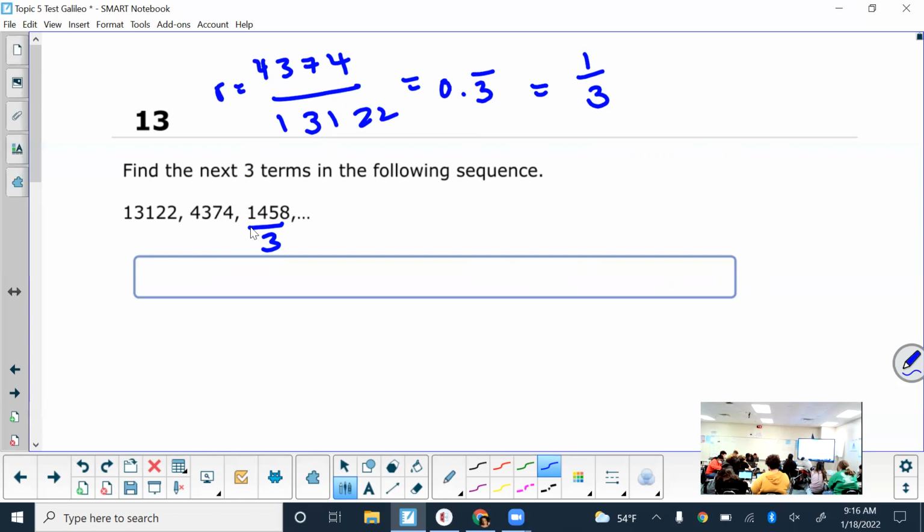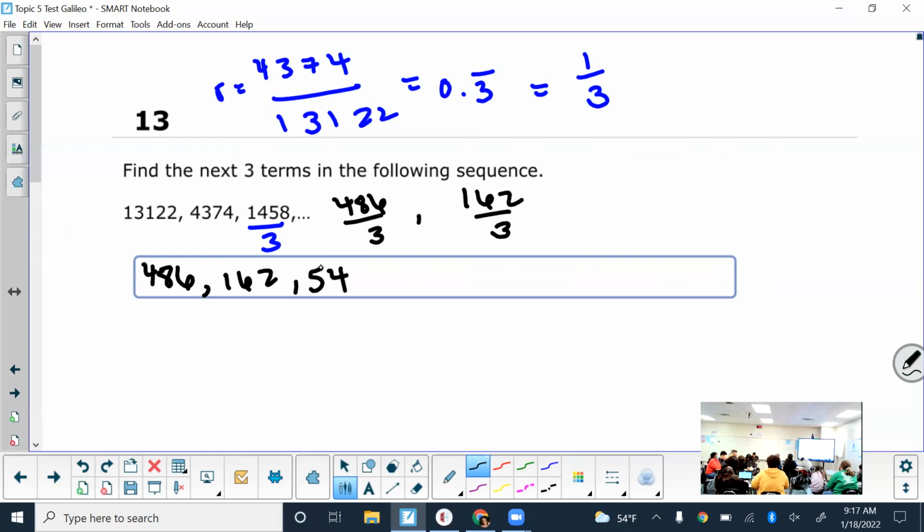So I divide it by 3, and what do I get? 486, comma, and then you need to divide 486 by 3 to find the next term. So what's that? 162. Good. And then you need to divide 162 by 3 to find the next term, which is 54. Correct. Now, if you guys put this and it marked it wrong, just raise your hand.